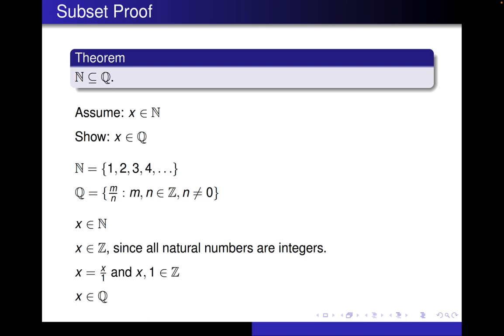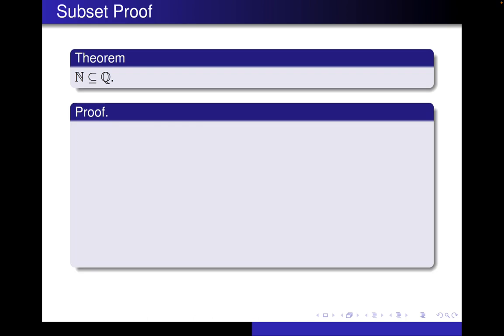And so let's make sure the logic goes forward like it's supposed to. We start with assuming x is a natural number. Since x is a natural number and all natural numbers are integers, that means x is an integer. And we can write x equals x over 1. And note that x is an integer and 1 is also an integer. And then that implies that x is in Q because that's the definition of the rational numbers. All right, so the logic works there. That's our outline of our proof. Let's see what happens when we try to make it formal.